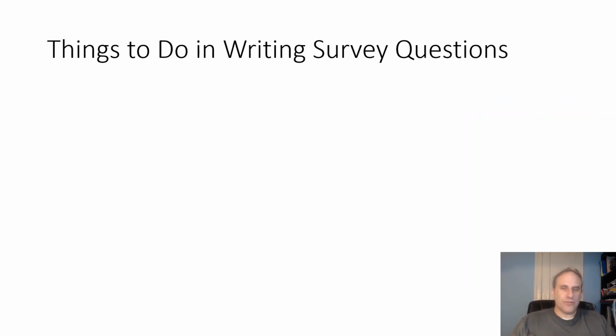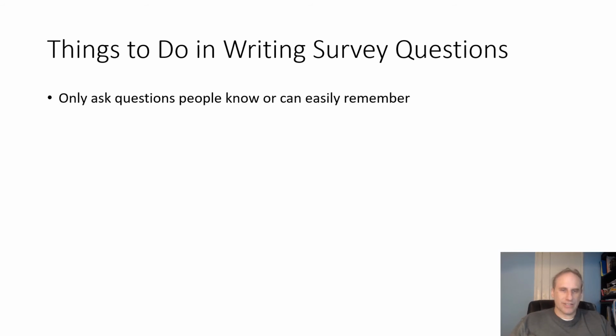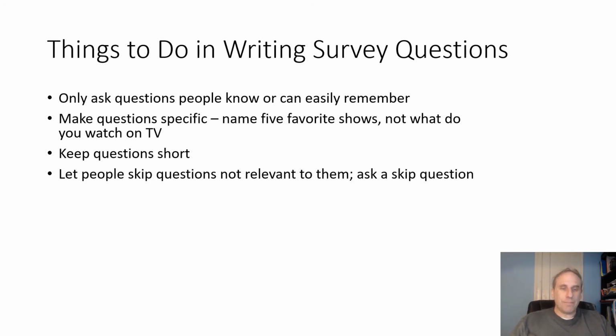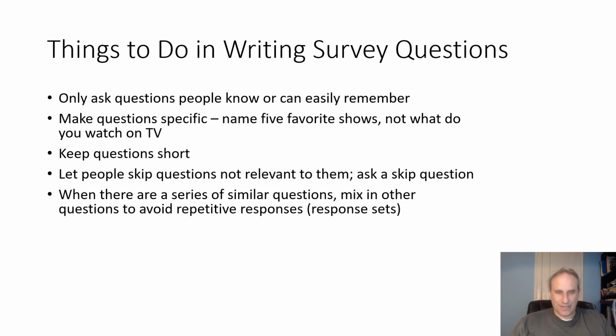So, things to do positively when writing survey questions. Only ask questions people know or can easily remember. Make questions specific. Ask people to name 5 favorite shows, not what do you watch on TV. Keep questions short. Let people skip questions not relevant to them. That's known as a skip question. For example, if you ask early on, are you a Democrat, Republican, or Independent, and then you're going to ask, how do you vote in the primary? You don't have to ask Republicans how they vote in the Democratic primary and vice versa.